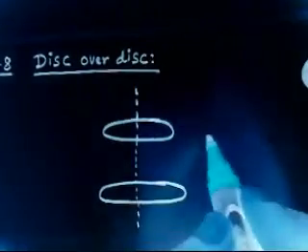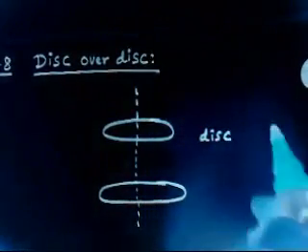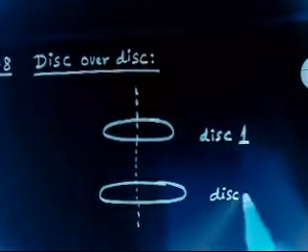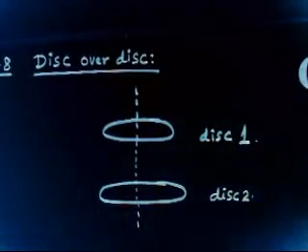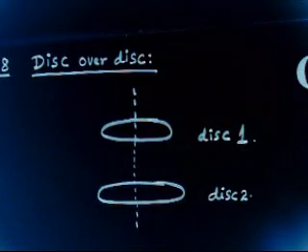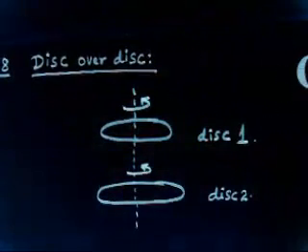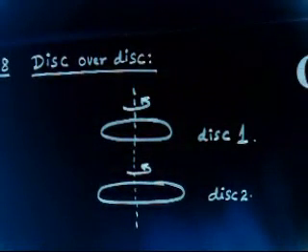So there is an axis and we have two horizontal discs. So this is disc 1 and I have another disc, let us say this is disc 2. Both may be equal or both may not be equal, that is not given in the problem. Both are rotating freely about the vertical axis.